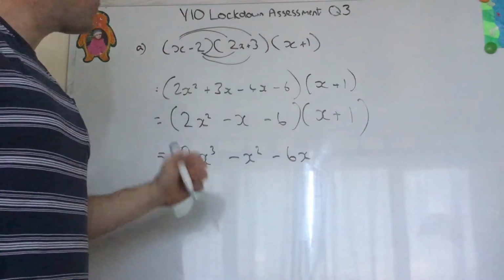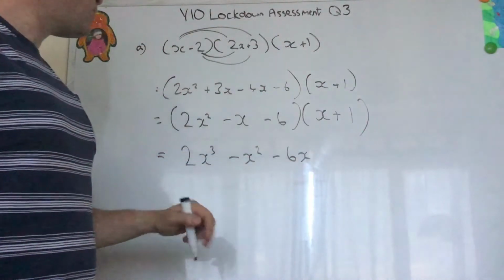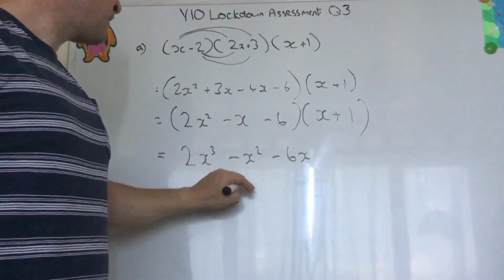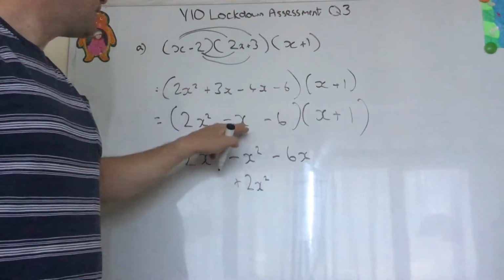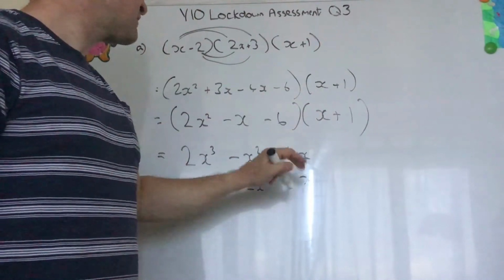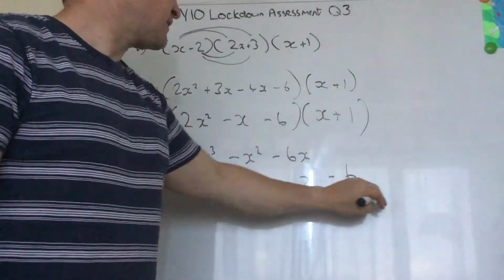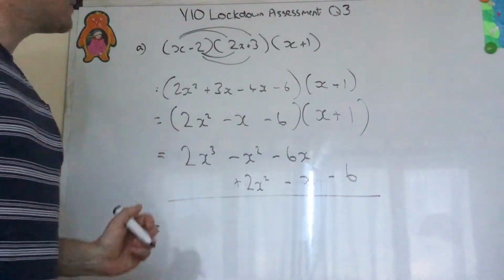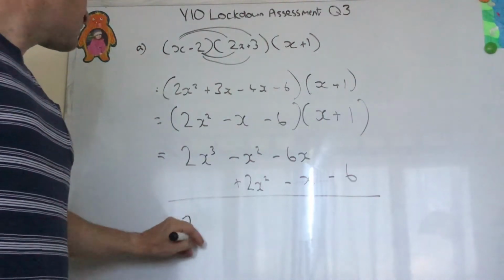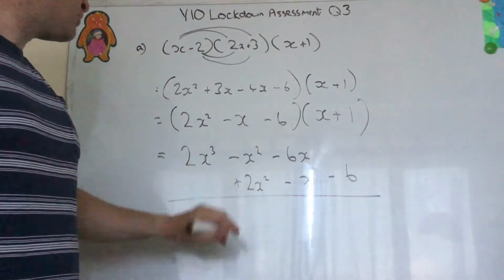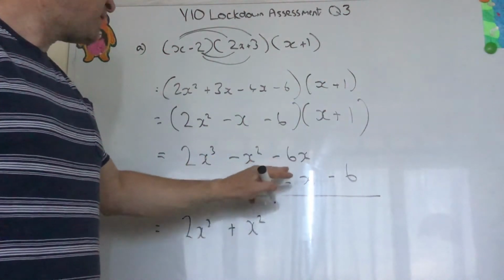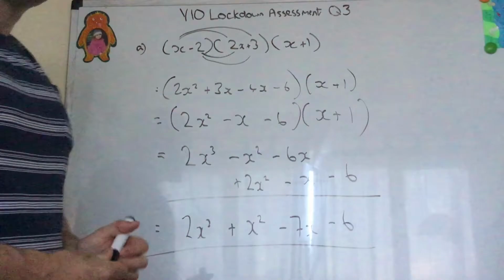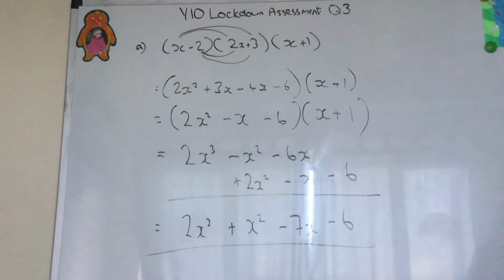To make it easier for me to add, I'm just going to write them down here and line them up with the relevant power of x. So 2x squared times 1 is 2x squared, so I'm going to line it up here, plus 2x squared. Minus x times 1, minus x, and minus 6 times 1, minus 6. So now when I go on to final answer simplified, I just have to add them up going down like column addition when you're in year 4. So 2x cubed, minus x squared plus 2x squared is plus x squared, minus 6x minus x is minus 7x, minus 6. That's your final answer. Right, let's look at part B.